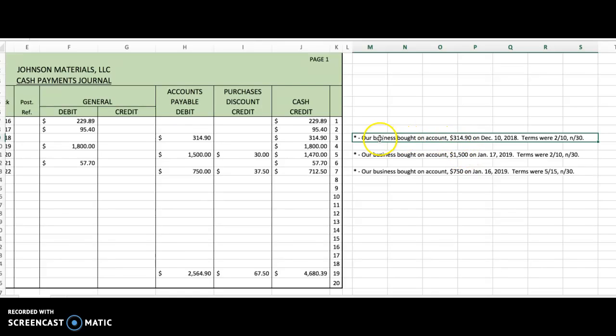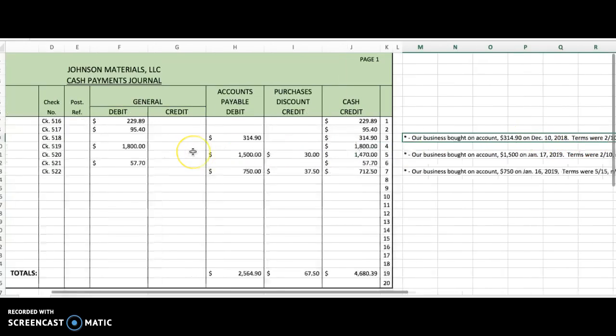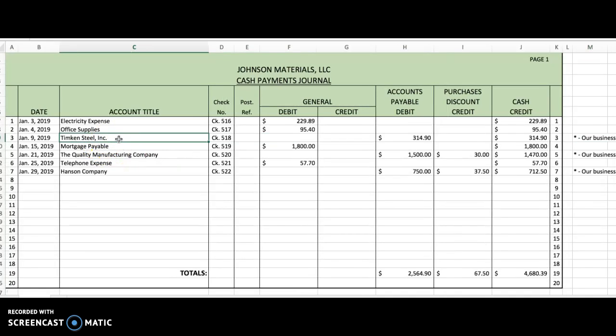So obviously, if we purchased this stuff, whatever it might be, on December 10th of 2018, well, we are well past the 10 days, so we don't get the 2% discount. So, Timken Steel Incorporated, we're paying with check number 518 to pay the bill. Accounts payable is debited because that is a liability account. It goes down. We owe less money, and we did not get a discount. So there's nothing in this column, and we are paying $314.90.